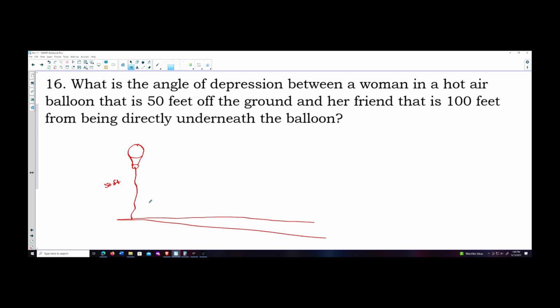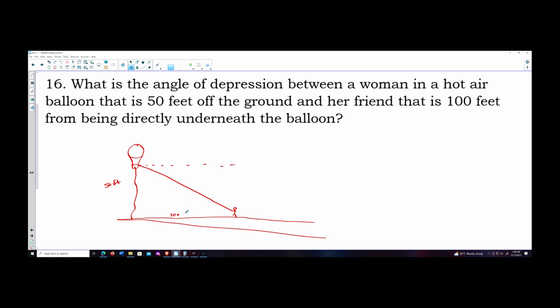Now, her friend is 100 feet from being directly underneath the balloon. Here is the line of sight horizontal to the ground, and that's the horizontal, right? She's 50 feet off the ground. Her friend is 100 feet from being directly underneath. Directly underneath would be about right there. But now she's not there. She's 100 feet away, so I'm going to draw her over here. Okay, so there is her friend. When she looks down, I'm going to try to make it straight. Let's see, so don't judge me, okay? There we go.